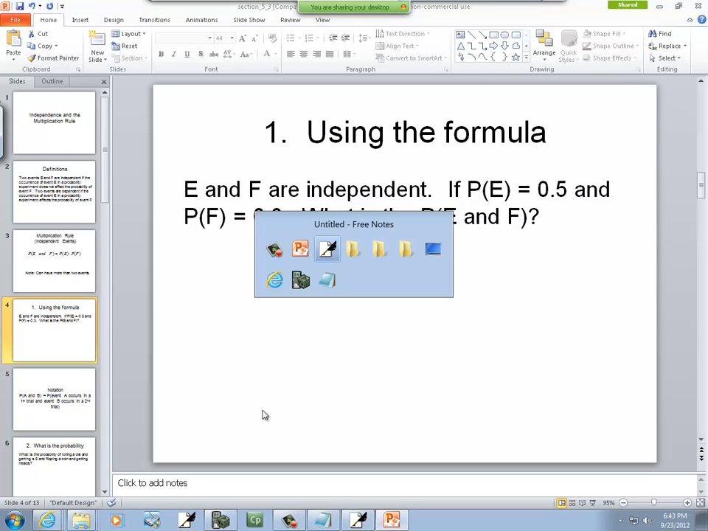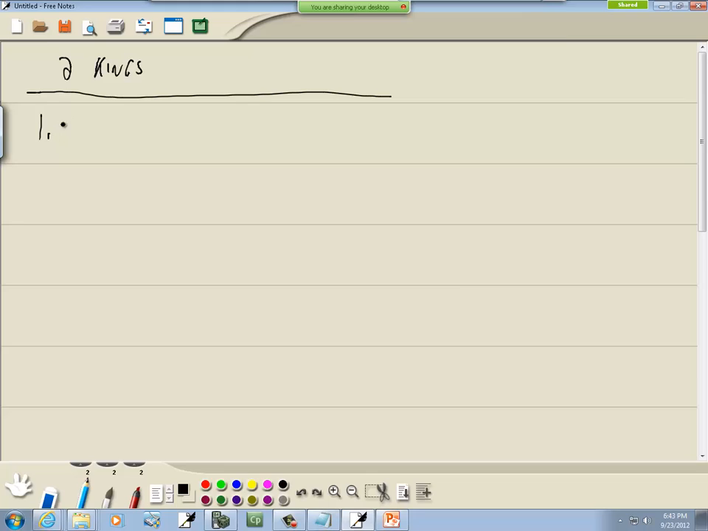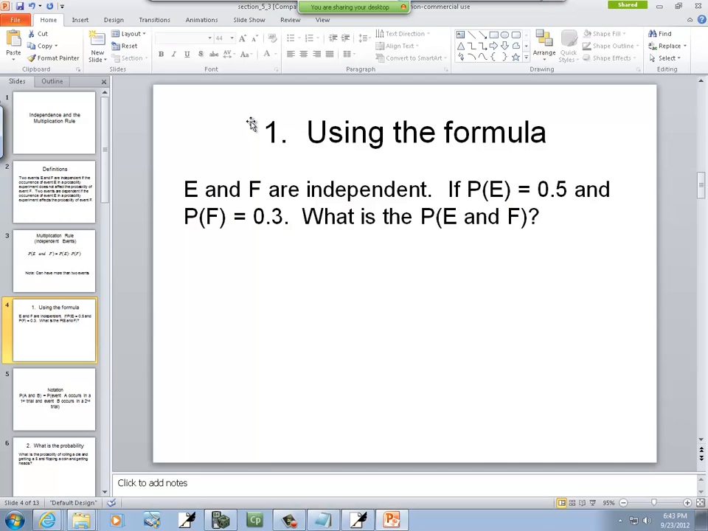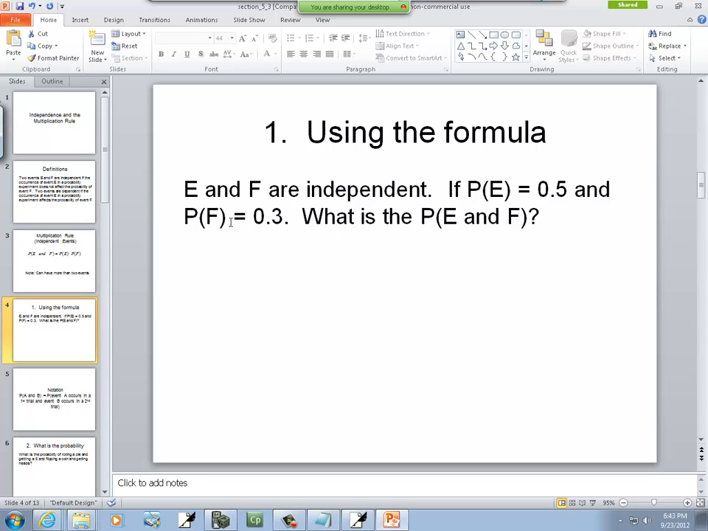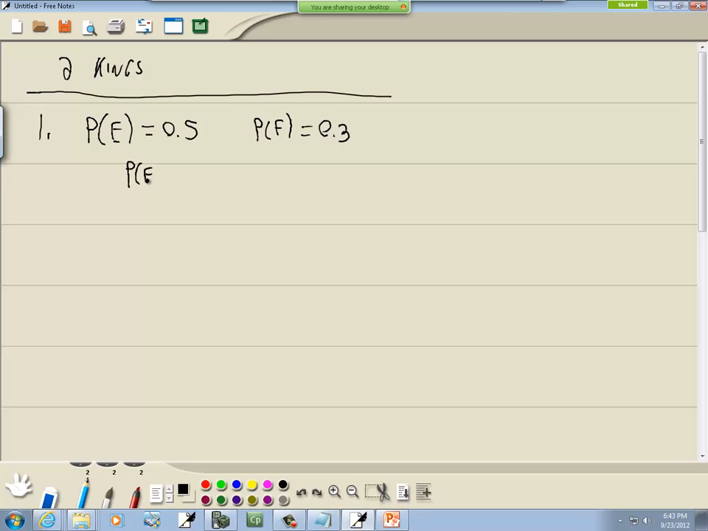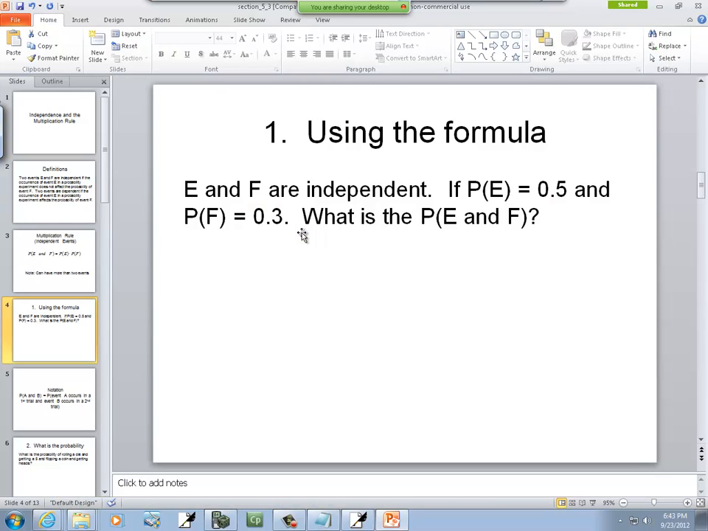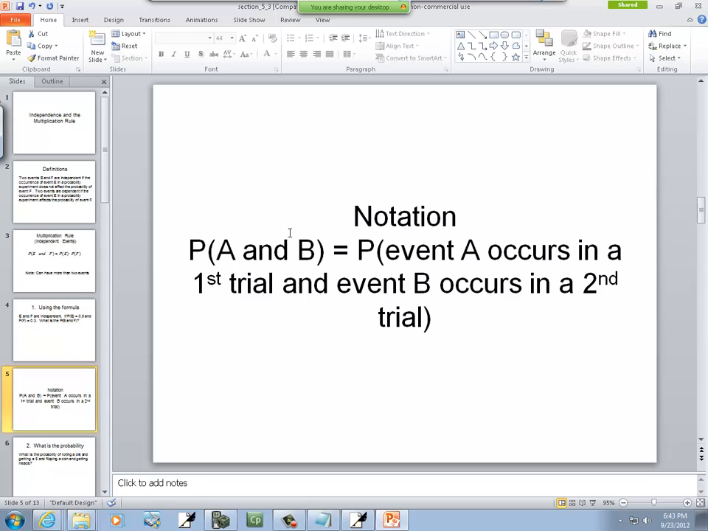Well, let's take a look at this first one. Probability of E is equal to 0.5. Probability of F is equal to 0.3. And it says E and F are independent. What's the probability of E and F? Well, from the formula we just looked at, probability of E and F is equal to the probability of E times the probability of F. So we're going to have 0.5 times 0.3, which gives us 0.15.